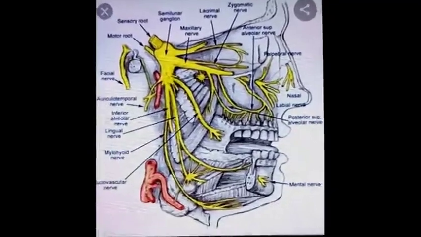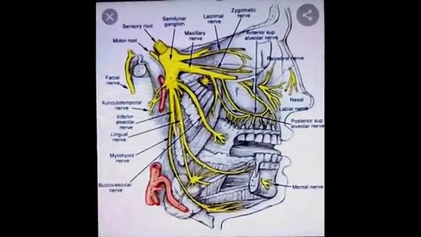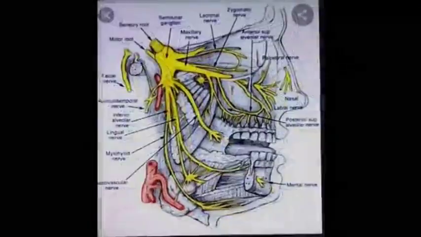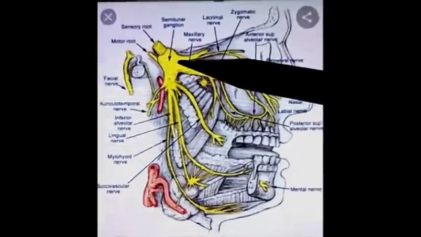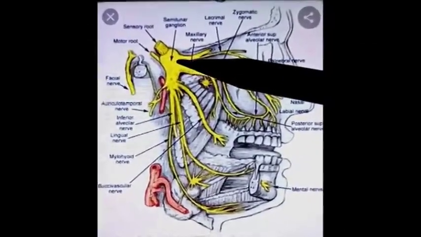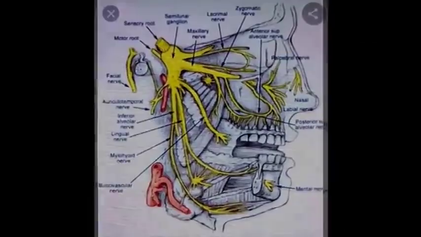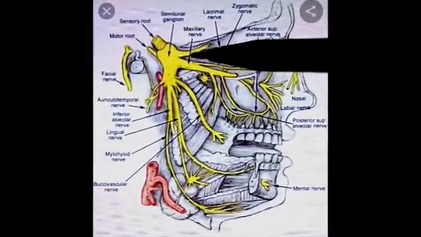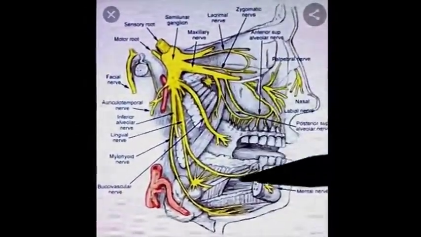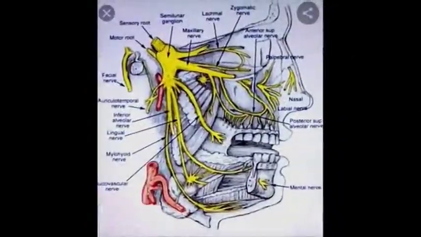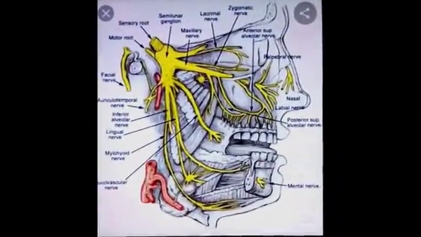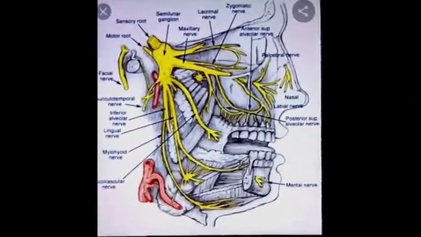Hello students, let us come to the next topic, trigeminal ganglion. Trigeminal ganglion is the sensory ganglion of the trigeminal nerve, which is the fifth cranial nerve. Sensory ganglia provide sensory supply to the area of distribution. Also, sensory ganglia are made up of pseudo-unipolar or unipolar nerve fibers.